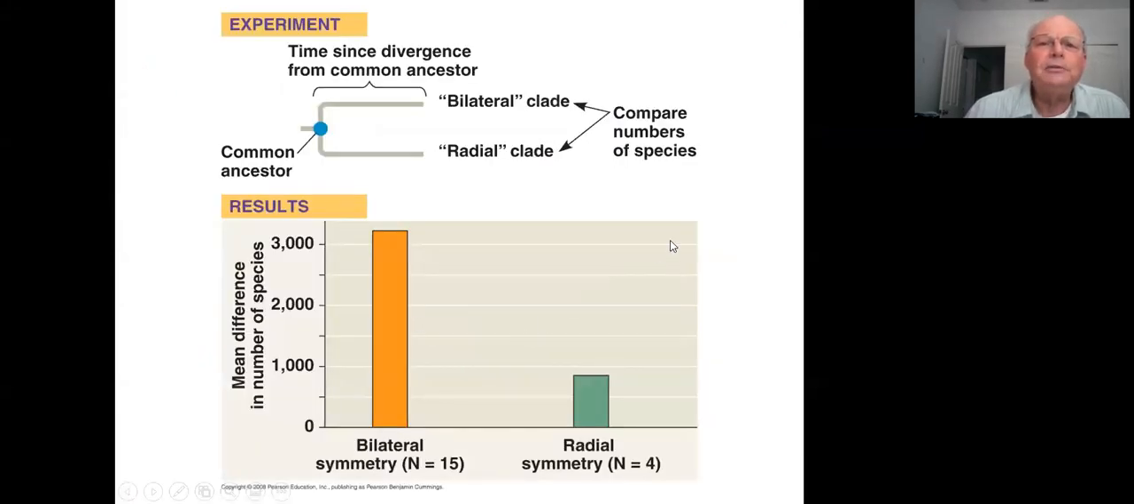When you look at bilaterally symmetrical clades and compare those with radially symmetrical clades, there is a greater diversity of species within bilaterally symmetrical clades than there is within radially symmetrical clades. And that's because bilateral symmetry provides this greater opportunity for speciation by creating greater opportunities for reproductive isolation versus radial symmetry. So the actual shape of the flower actually contributes to speciation amongst the clades.